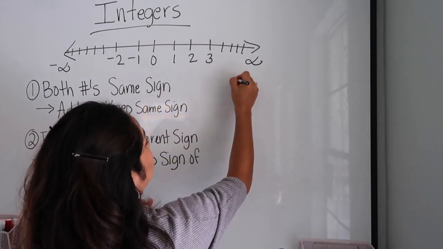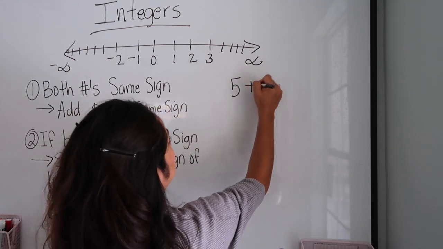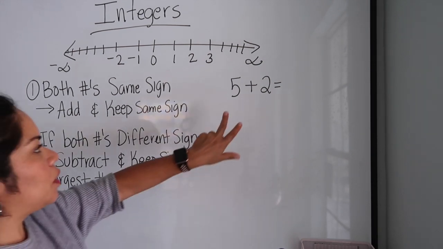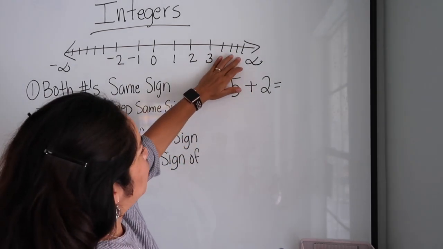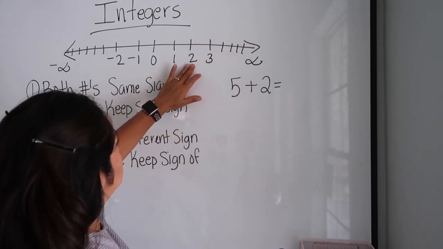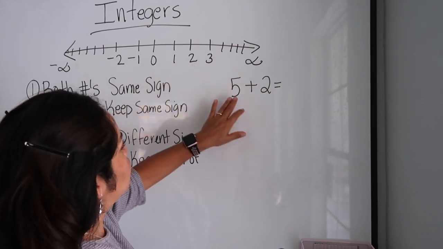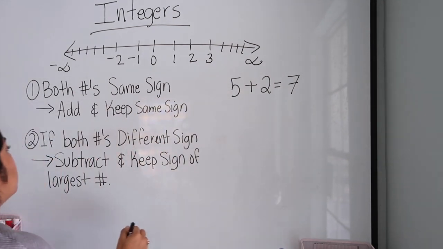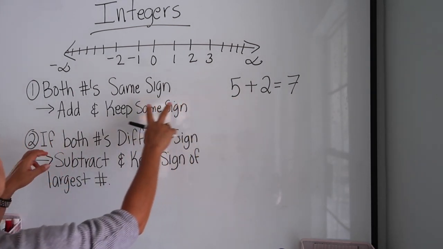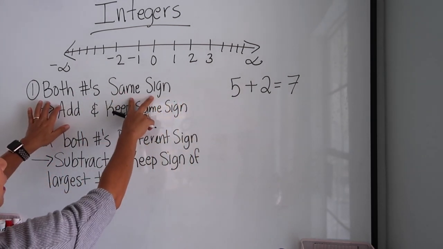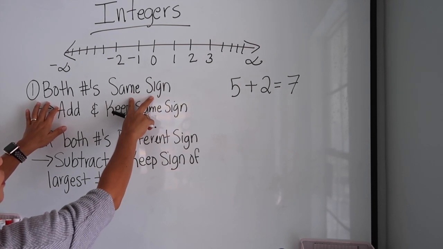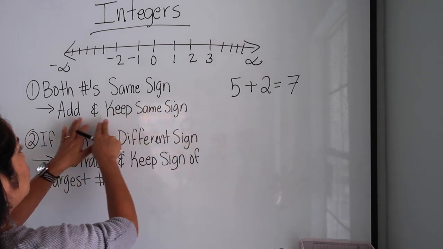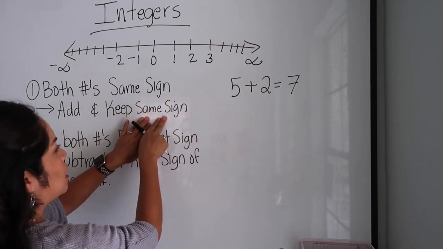Let's say we have 5 plus 2. These two are integers. 5 is somewhere over here in the number line, and here's 2. We're gonna add these two numbers. So 5 plus 2 is 7. Both are positive. Both have the same sign. So my answer will be the same sign. So you add and keep the same sign.